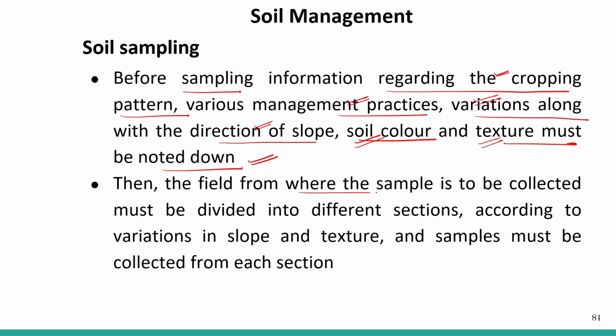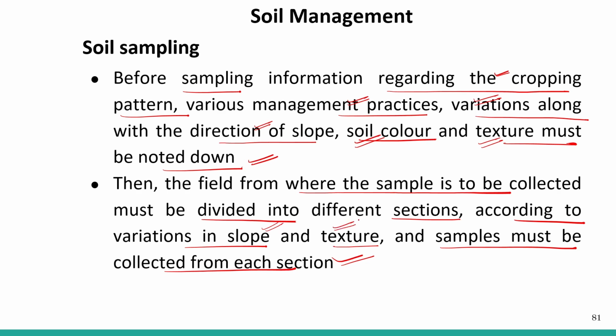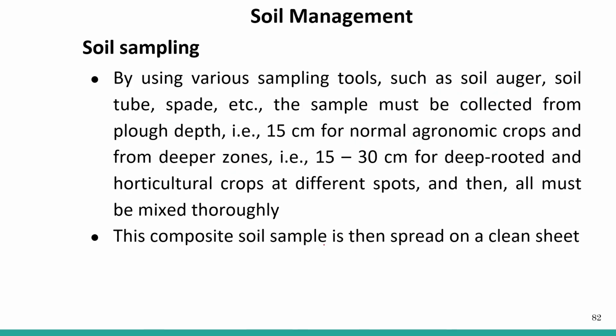Then the field from where the sample is to be collected must be divided into different sections, and according to variation in slope and texture, samples must be collected from each section. Means if there are two types of slopes, then samples must be taken from both the slopes. If there are three different textures, then samples must be taken from the three different textures. So that is very, very important before doing the sampling.